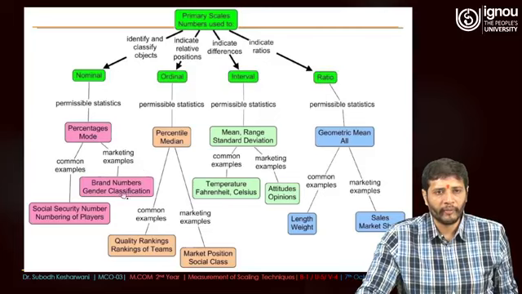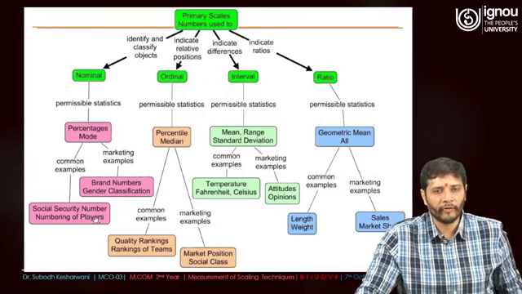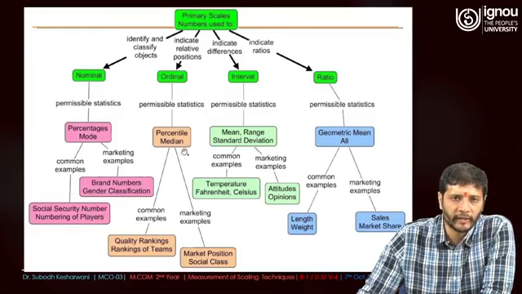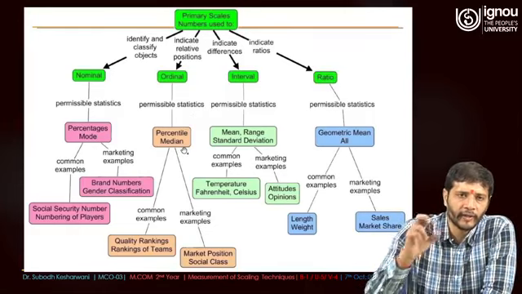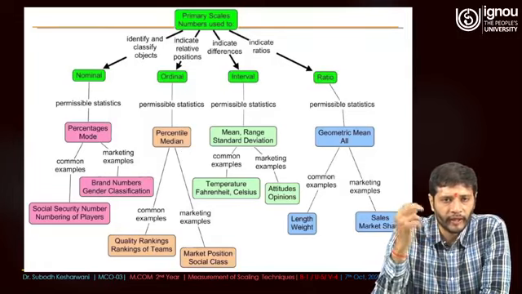So brand number, gender classification, social security number, numbering of players, these are the ingredients which come under the ambit of nominal. And if you talk about the ordinal, the permissible statistics are percentile and median. In measures of central tendency, we have seen how we calculate the average with the help of mean, median, and mode, and there are other ways of doing that.